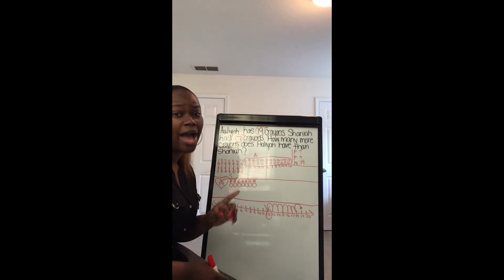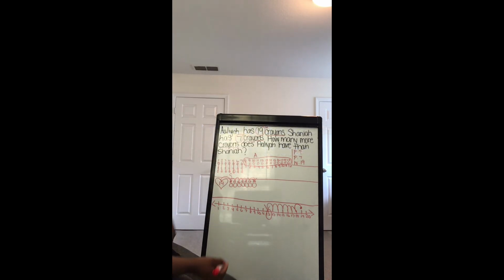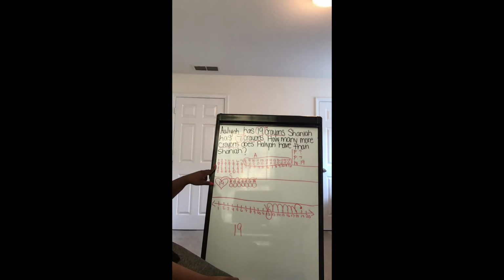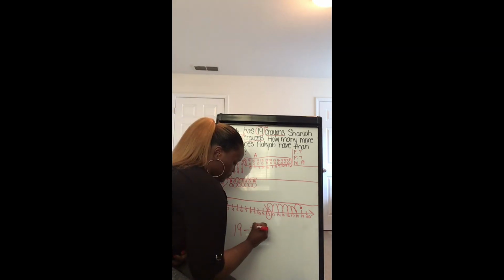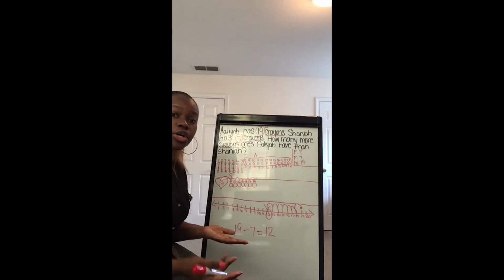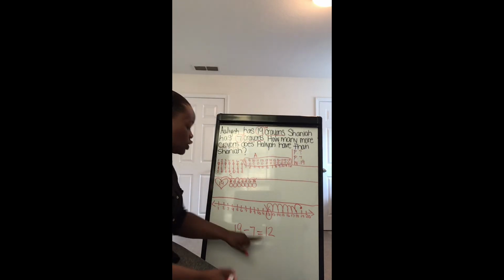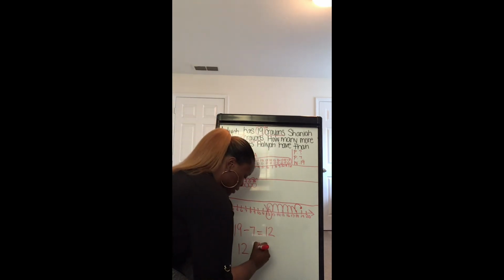I have to create my number sentence. Aaliyah had 19, so I'm going to start off with 19. I know that with this strategy, I paired them up, so I'm subtracting. I went backwards here, and I also went backwards here. So that means I am subtracting. So 19 minus 7 equals 12. And I'm still not done because I have to make sure that I write my answer with the unit. We can't forget the unit. So my answer is 12. My unit, I underlined it, is crayons.